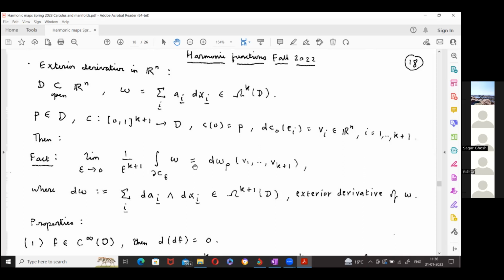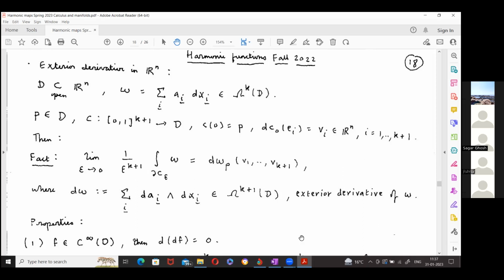Which only depends on the vectors Vi, which are the images of Ei under the derivative of C at 0. It turns out to be given by a form called d omega at P applied to V1 to Vk plus 1. What is this form d omega? This is the sum over I bar of d of a i bar wedge dx i bar. This is a k plus 1 form, called the exterior derivative of omega.